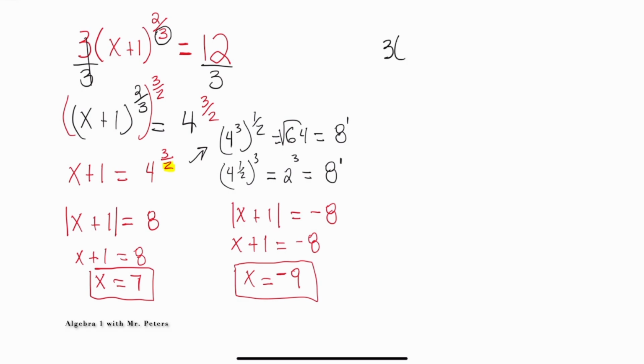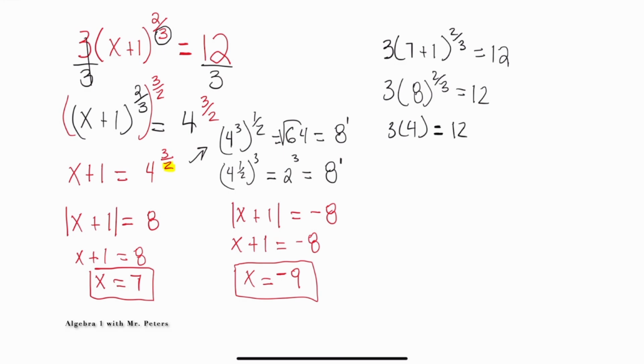So we have 3 times 7 plus 1 to the 2 over 3 power is equal to 12. So we have 3 times 8 to the 2 over 3 power is equal to 12. We already simplified this, so we know 8 squared is 64. The cube root of 64 is just 4. So when we simplify, this turns into 3 times 4, which equals 12. We know that this is a solution to the radical equation.